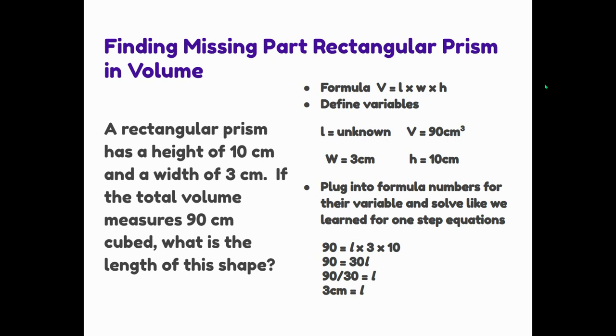So we need to plug into the formula numbers for their variable and solve it like we learned from one-step equations again. So 90 is going to equal length times 3 times 10. That gets us to 90 is equal to 30 length. 3 times 10 is 30. Divide both sides by 30 and we get L. So 3 centimeters is our L.